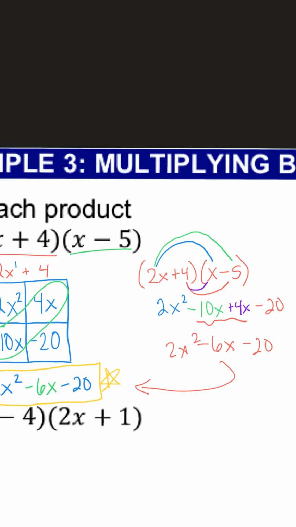So if you use this method, you are more than welcome to do that. If you don't want to follow that method and you'd rather use the box, then I'm going to do every question using the box, and then at the end just show you the work using FOIL so you can check your work.